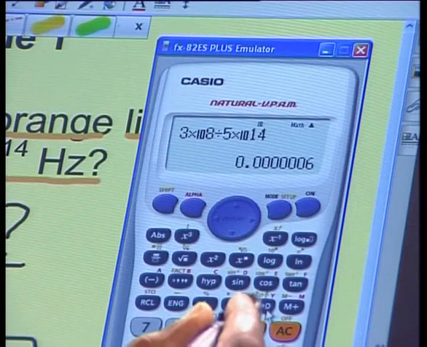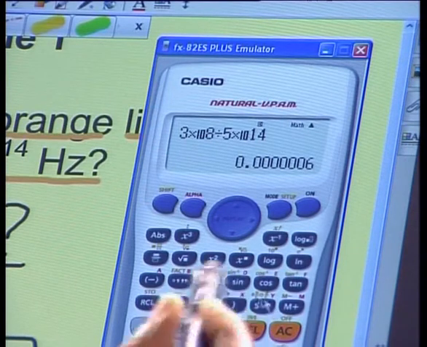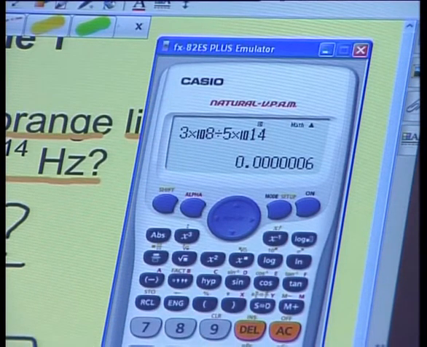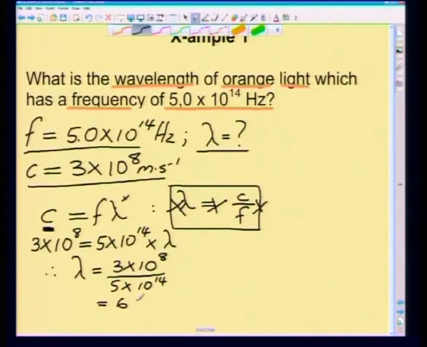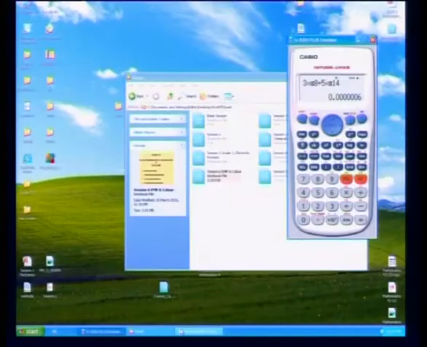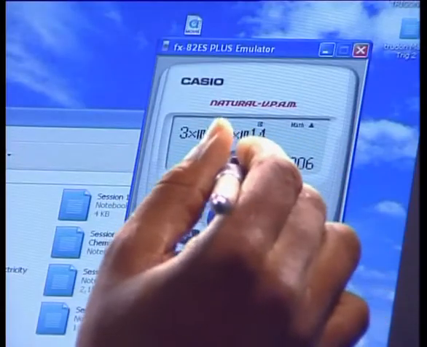You press your SD sign there, and you get your answer. Do not forget that because it might catch up with you in the exam. So you would see that your answer is 6 by 10 to the power minus 7 meters. That is your answer. But you would have seen that the answer, as you have it in the calculator there, has so many digits, you can write it in that way.